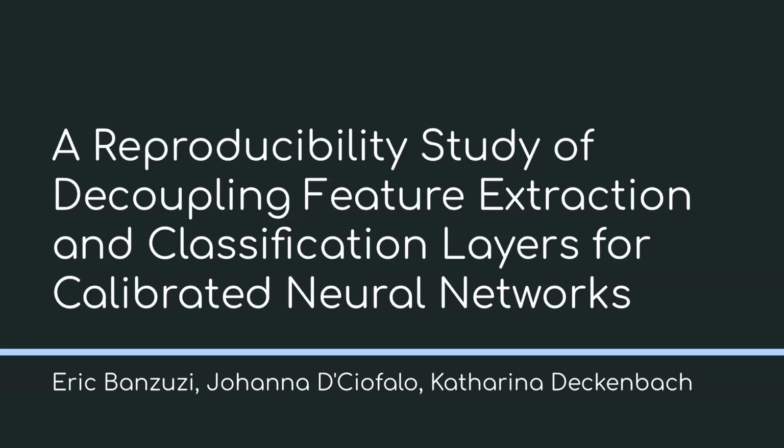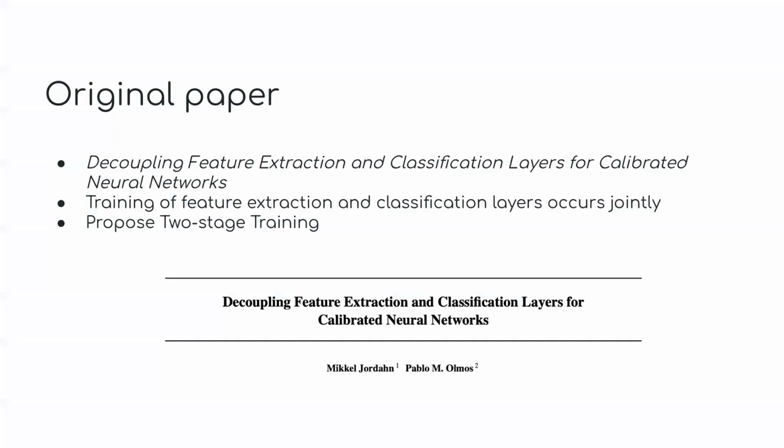Hello, we are Eric, Johanna, and Katarina, and we would like to present our findings from reproducing decoupling, feature extraction, and classification layers for calibrated neural networks. The original paper, written by Jordahn and Olmos, proposes a novel two-stage training procedure for improved calibration of deep neural networks and classification tasks. Usually, the training of feature extraction layers and classification layers occurs jointly, but they propose decoupling the training of the feature extraction and classification layers.